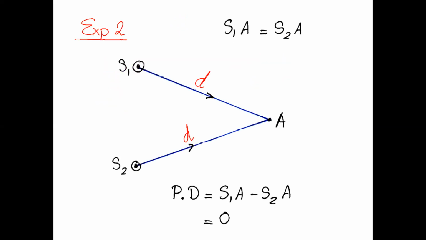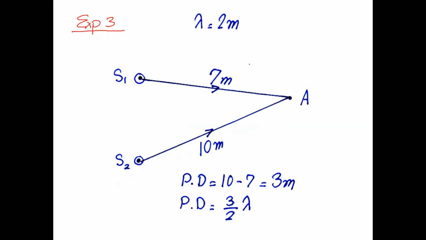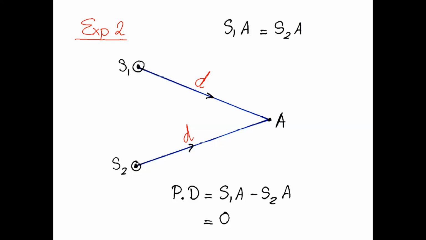Now, this is example number 2. Two waves, S1 and S2, are the two sources. Waves are coming and they have traveled the same distance. Now, the path difference will be 0. The path difference is 0. The phase difference will also be 0.